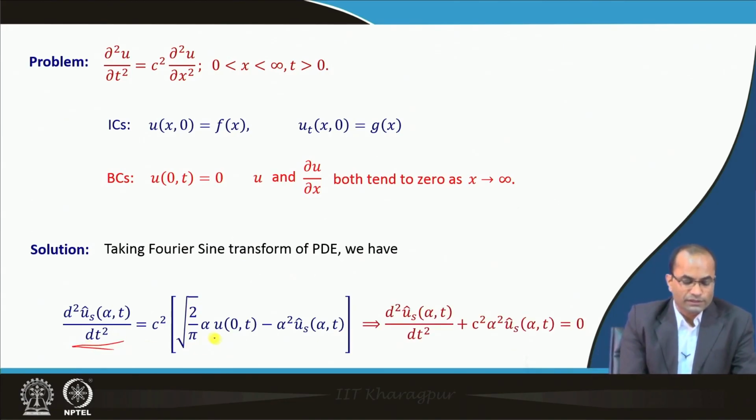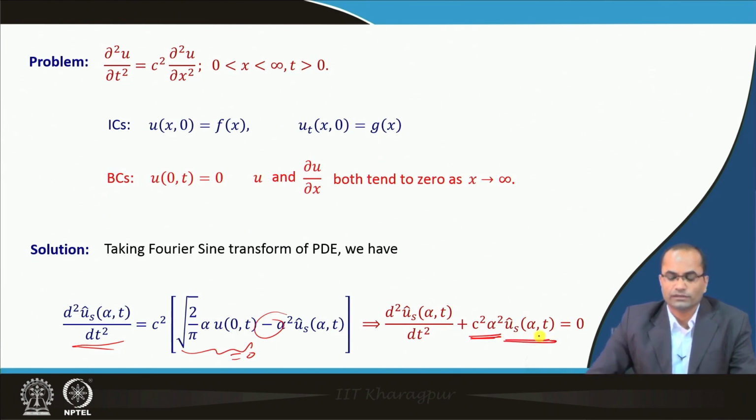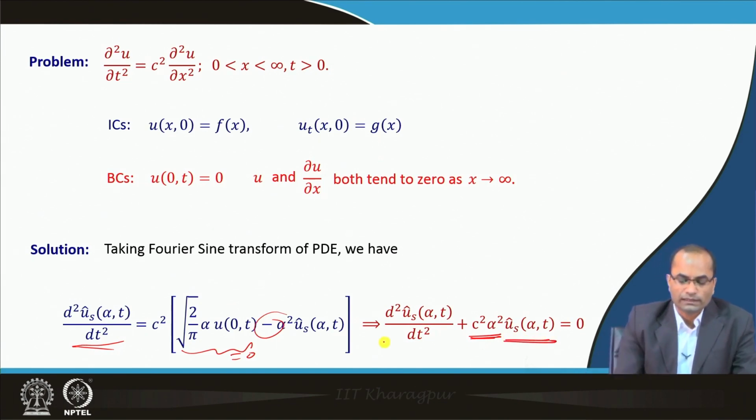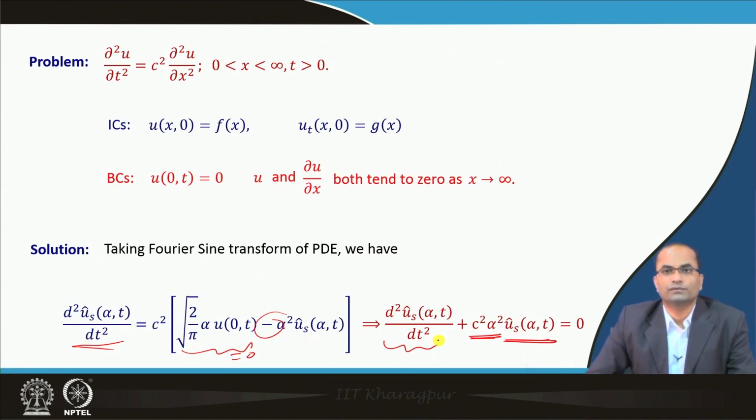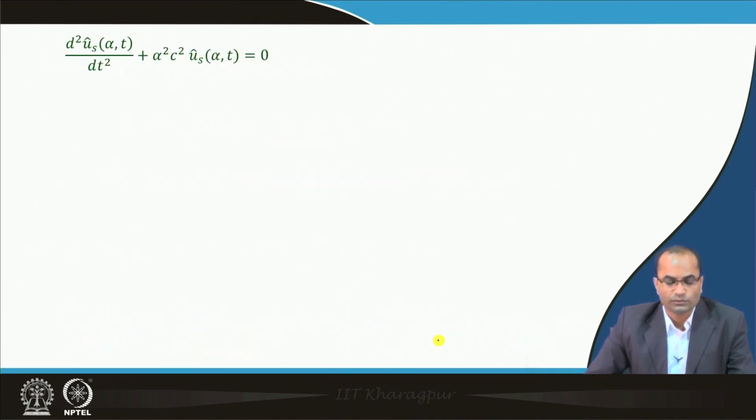So, now this equation is simplified because this is 0 now here. So, we have plus this c squared. So, this we can bring to the left hand side. We have c squared alpha squared times the Fourier sine transform of u, and this is the second derivative of this Fourier sine transform of u.